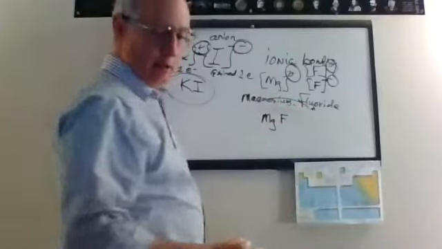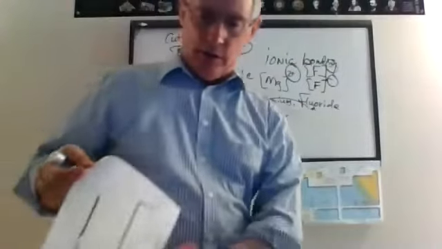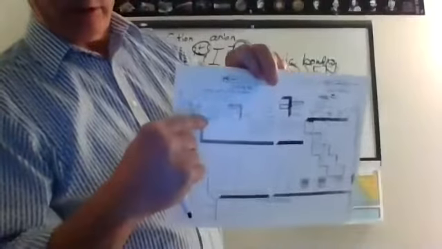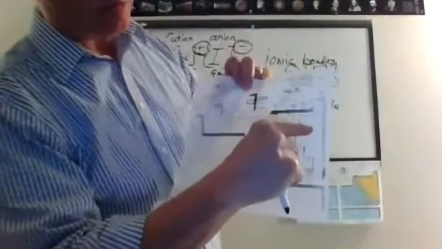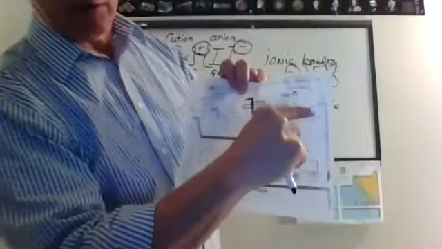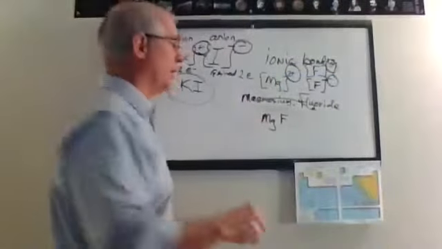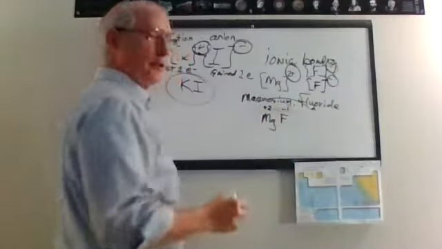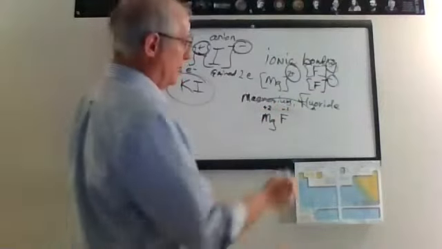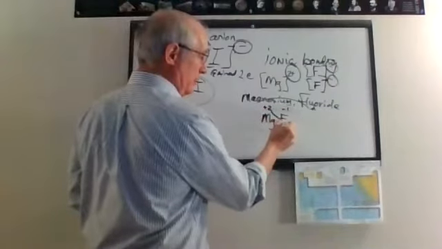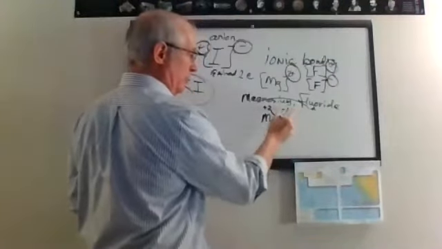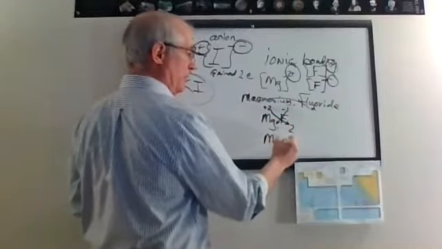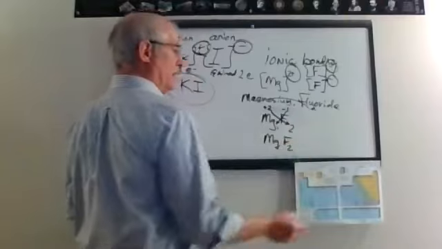And we're going to put what I call oxidation number above them. The oxidation number for magnesium is +2. The oxidation number for fluorine is -1. You can call it ionic charge if you want. And then we do what's called criss-crossing. You're going to put a 2 down there, and you're going to put a 1 down there. And so your formula is going to be magnesium fluoride.